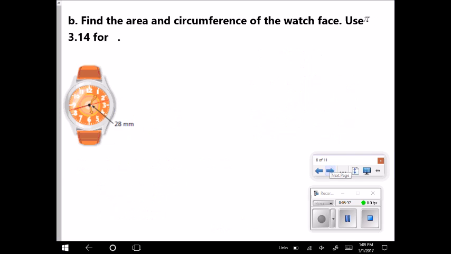Moving on to the next example, okay, we have another example here, and I would like you to try this one on your own. So go ahead, pause the video, take a second, make sure you figure out what your radius is, what your diameter is, and use 3.14 for pi. So you're going to find the area and the circumference.